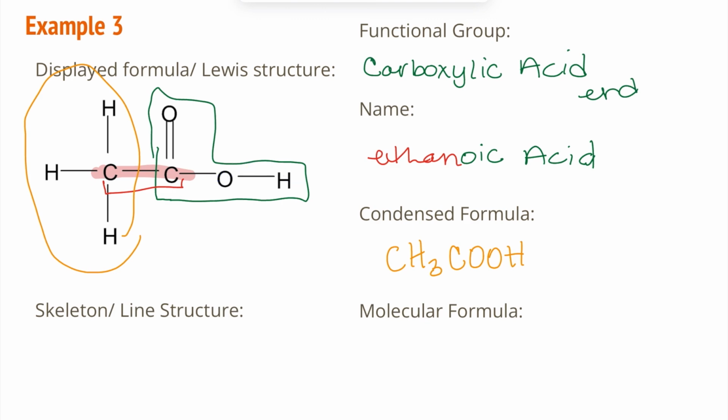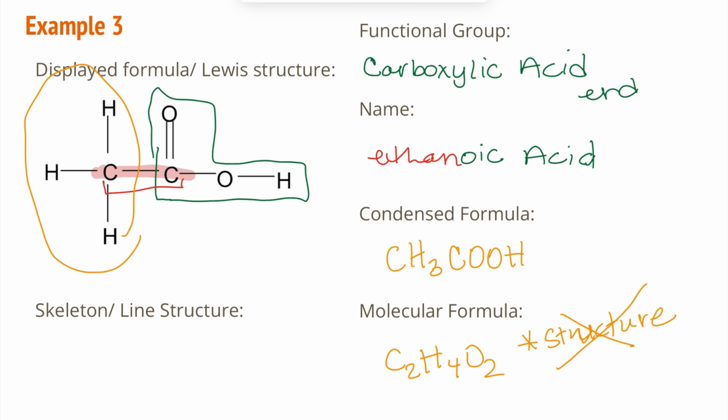Molecular formula for this one, we have 2 carbons, we have 4 hydrogens, and 2 oxygens. That molecular formula doesn't tell us any information about the structure, and so that is why we have those condensed formulas. Those really help us see what's going on.